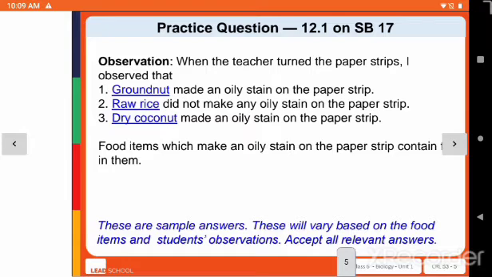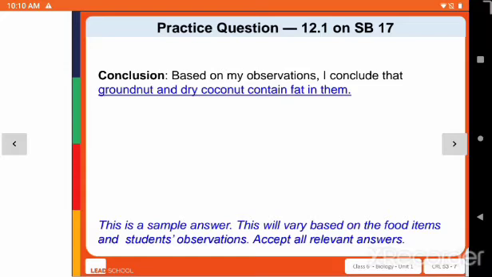Raw rice didn't make any oily stain on the paper strip. Dry coconut made an oily stain on the paper strip. Food items which make an oily stain on the paper strip contain fat in them. So I concluded that groundnut and dry coconut contain fat in them.